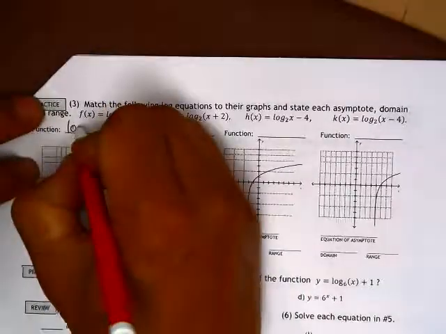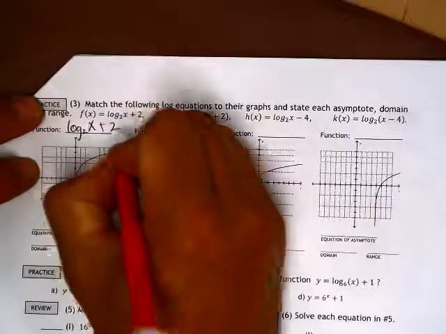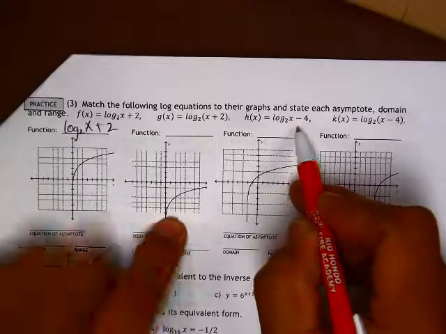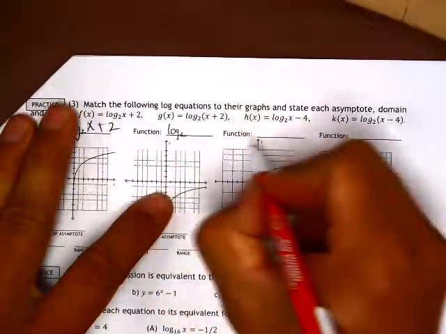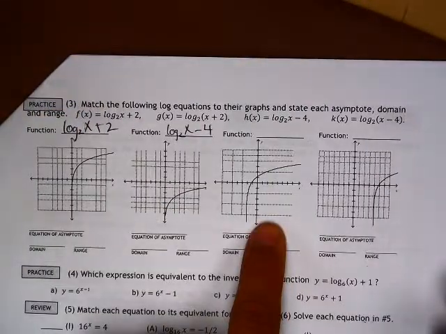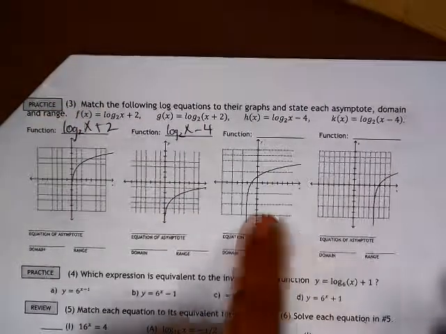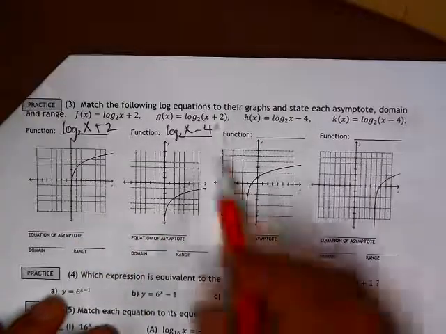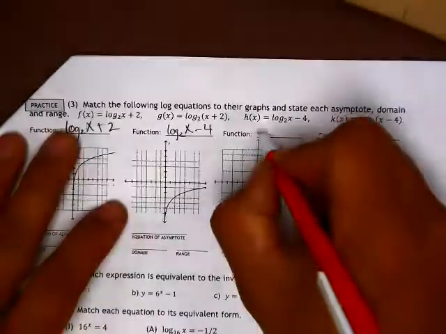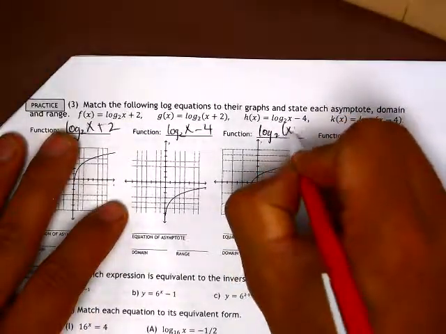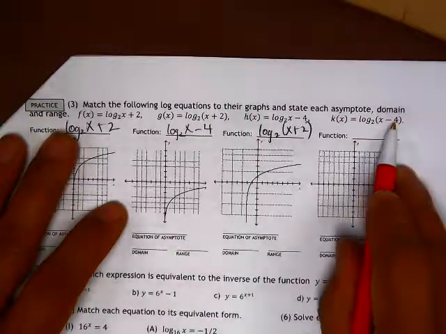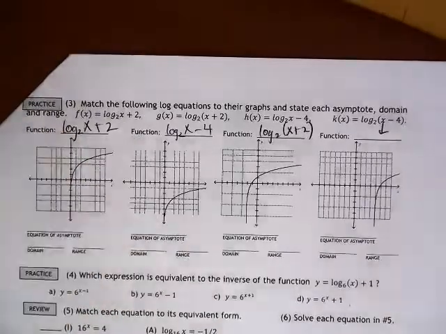So this one is log 2 of x plus 2. This one had to have been shifted down, so that must be this one, log 2 of x minus 4. This one had to have been shifted to the left, so that has to be this one here, the x plus 2, so it must have been 2 units to the left. So this one is log 2 of x plus 2. This one had to have been shifted 4 units to the right, so that would be this one right here, so this one comes down.